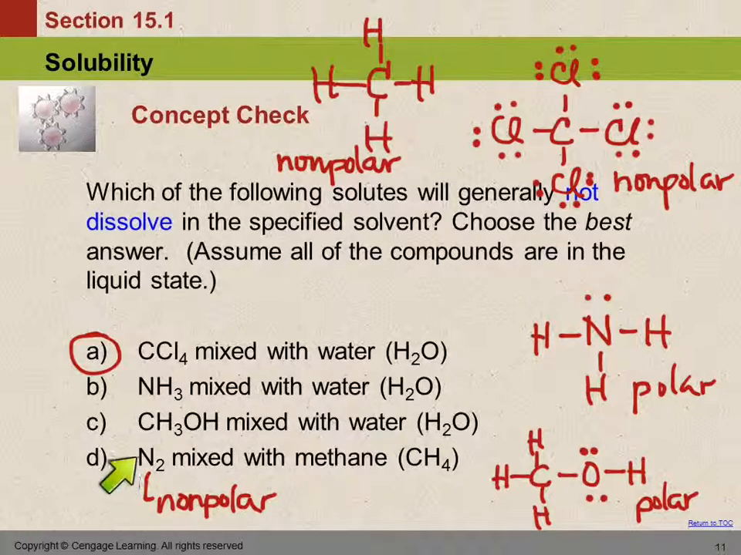So here, nonpolar nitrogen with nonpolar methane. Are those going to mix? Yes, they are. Like dissolves like. So nonpolar mixes with nonpolar, polar mixes with polar, but polar and nonpolar do not mix. So in A, we have a nonpolar with polar. Those don't go together. And down here, we have nonpolar and nonpolar, and those are fine together. Any questions?